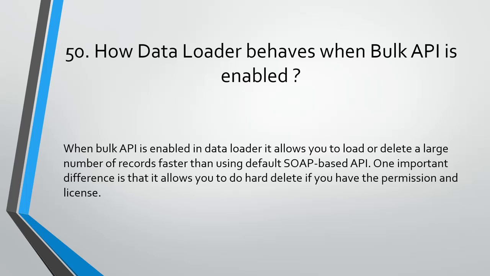How does data loader behave when bulk API is enabled? When bulk API is enabled in data loader, it allows you to load or delete a large number of records faster than using default SOAP based API. One important difference is that it allows you to do hard delete if you have the permission and license.